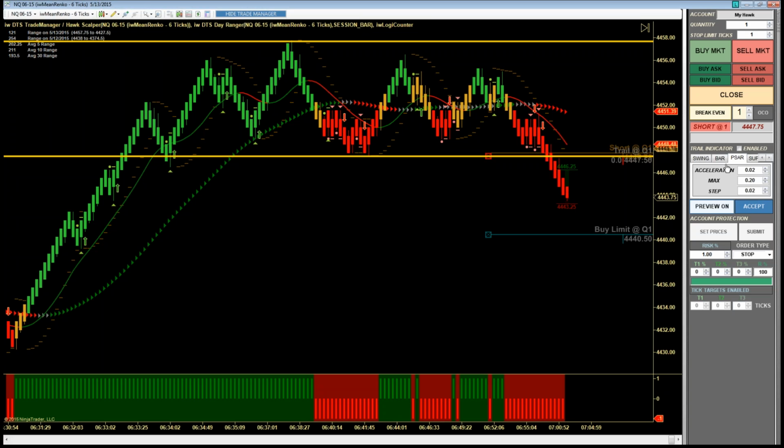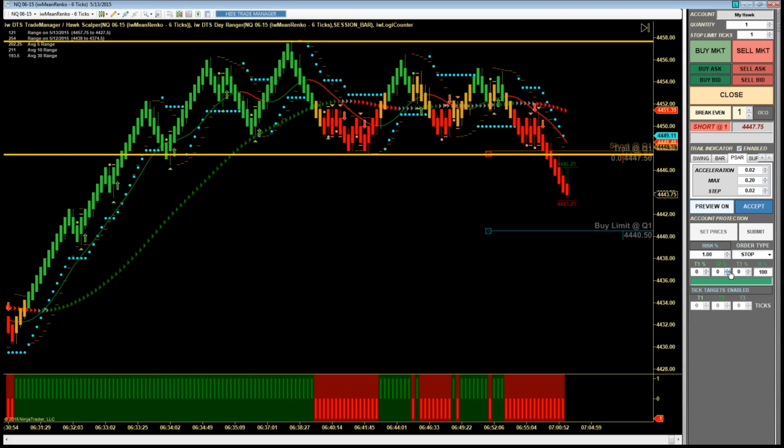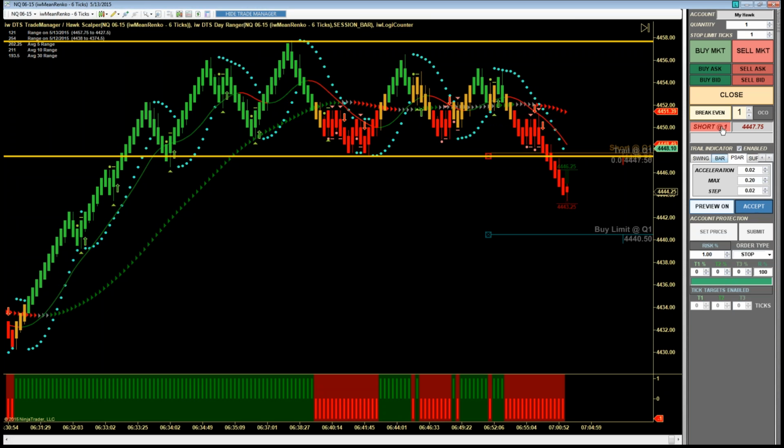All right, so now I'm going to move to a parabolic stop, and Trade Manager will just automatically adjust my trades as per the parabolics. Again, I could go with something even more aggressive like the bar high-low. There's a lot of different moving average stop strategies. Some of these are ultra aggressive.